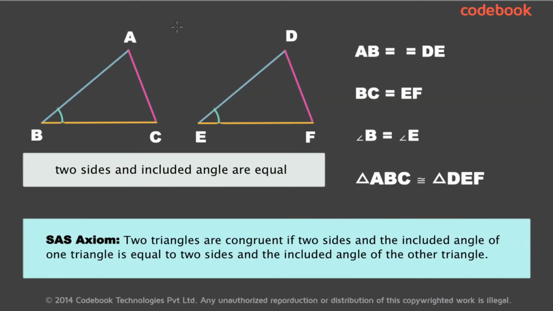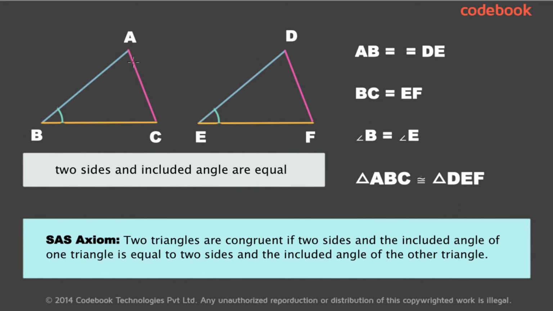Now let's look at another scenario. Even here, two sides and an angle are equal. However, the angle that is equal is the included angle of those two sides. So as you see, AB and BC are equal to DE and EF respectively, and angle B is equal to angle E. Angle B is the included angle of AB and BC, and similarly angle E is the included angle of DE and EF. If this is the case, then there can be only one unique triangle that can be drawn.